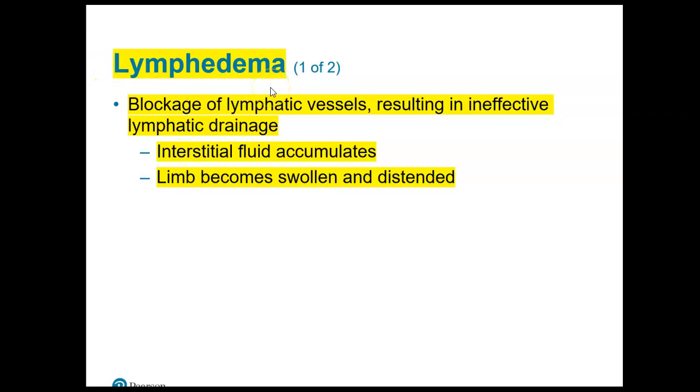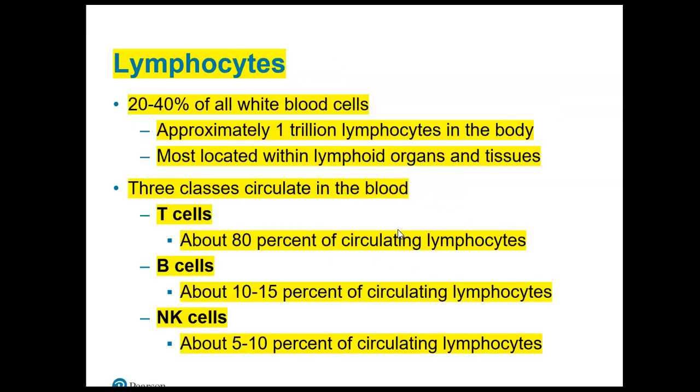Sometimes when we have an infection, we will also have lymphedema, which is blockage of the lymphatic vessels, which results in ineffective lymphatic drainage. Fluid accumulates within our lymphatic vessels and around, especially in and around our lymph nodes, particularly the ones in our cervical, axillary, and inguinal regions. And that limb that's associated with those particular lymph nodes will become swollen and distended and often tender or painful to the touch, depending on how bad the swelling is.